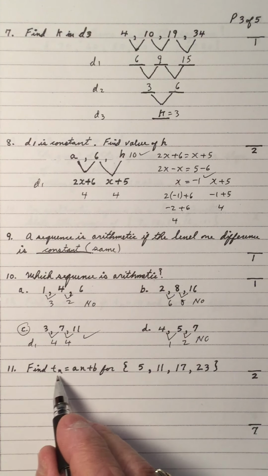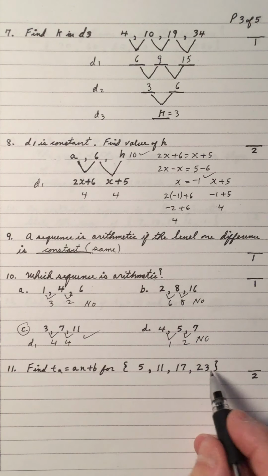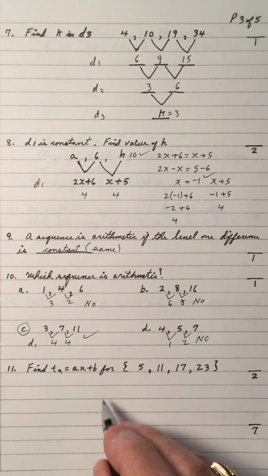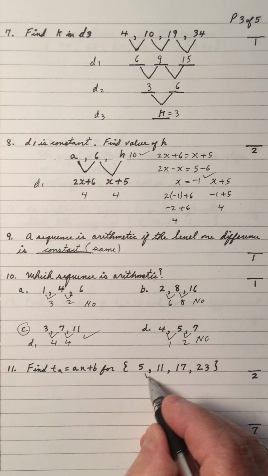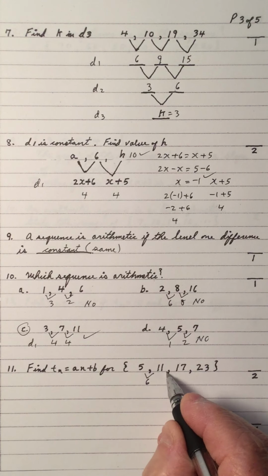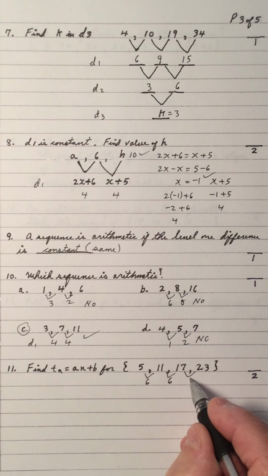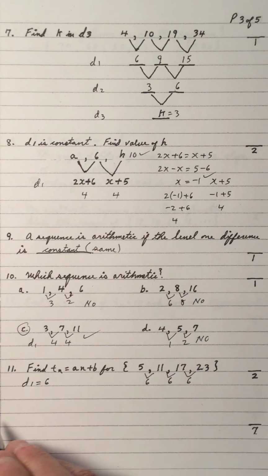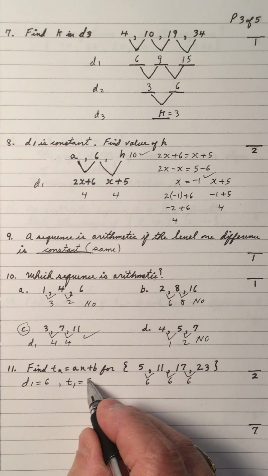Now, number 11, find Tn equals an plus b for this sequence. So we get the sequence, and this is the equation of an arithmetic sequence. That means there should be a constant level 1 difference. 11 minus 5 is 6. 17 minus 11 is 6. 23 minus 17 is 6. So that means the D1 difference is 6. And the first term of the sequence, T1, is 5.